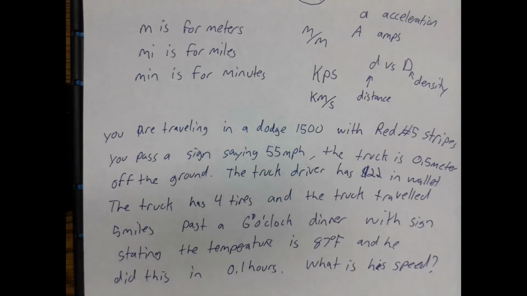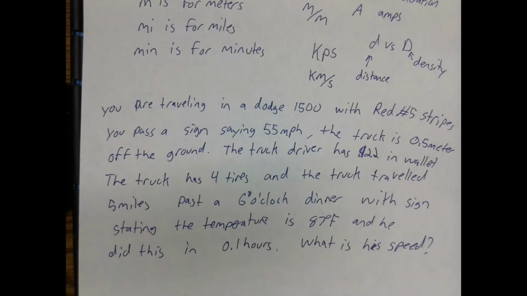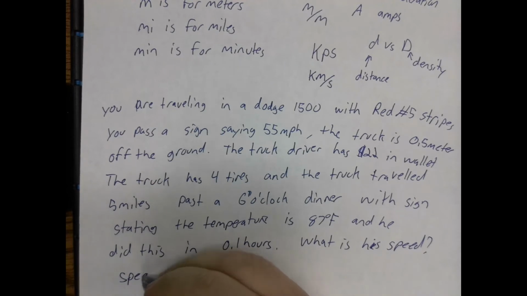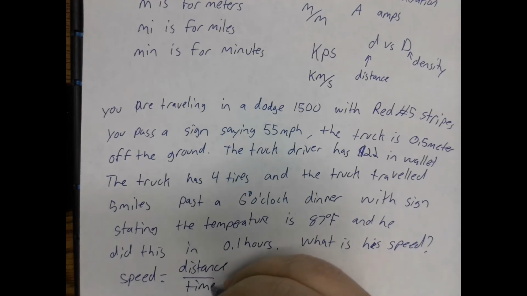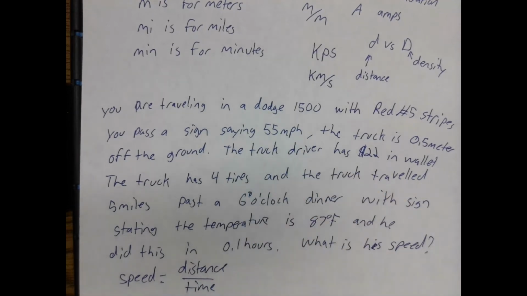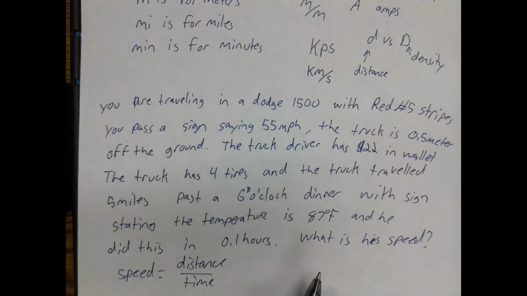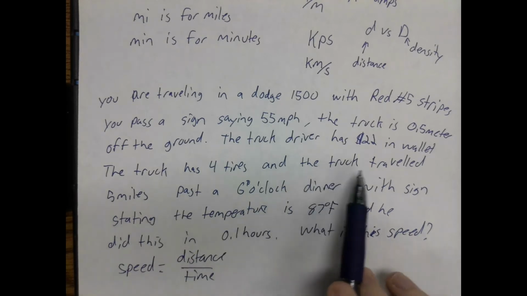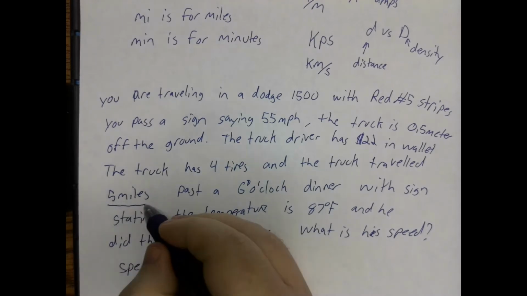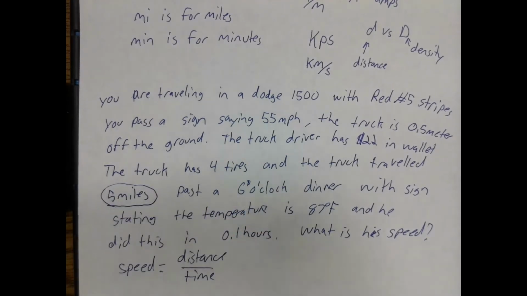So, there's a lot of numbers in this problem. You have to understand what the question's saying. So we know that speed is equal to distance over time. You can't just randomly circle random numbers and just guess what they mean. So what distance did he travel? The truck has 4 tires, that tells us nothing. The truck traveled 5 miles. Again, random stuff. He did this in 0.1 hours.